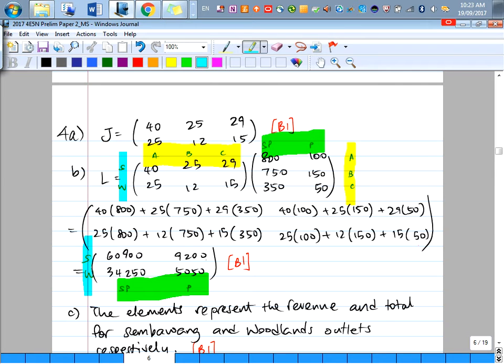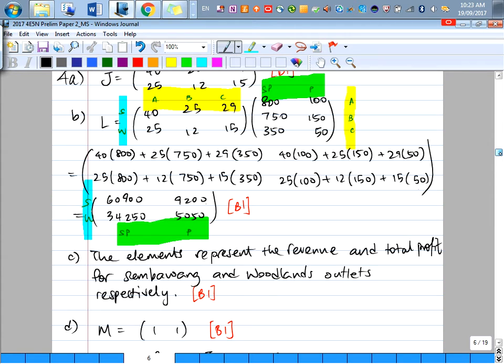Okay, so what this represents is that this first element refers to, it is related to Sembawang. It is related to the total SP. The correct term to be using is revenue. Okay, so the elements represent the revenue and the total profit for Sembawang and Woodlands outlets respectively. Okay, all this based on the last matrix that we get after we do the multiplication.